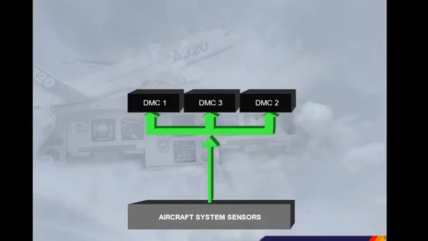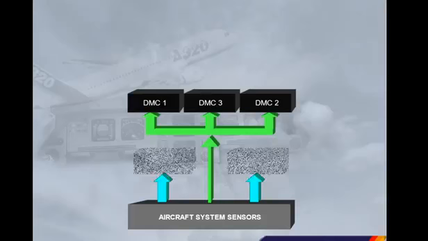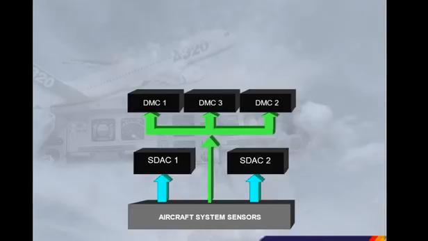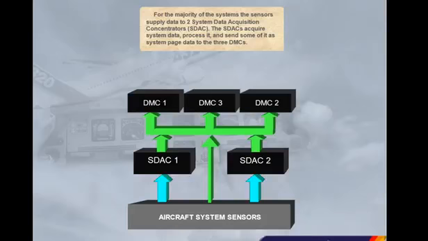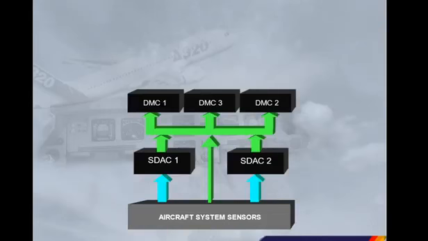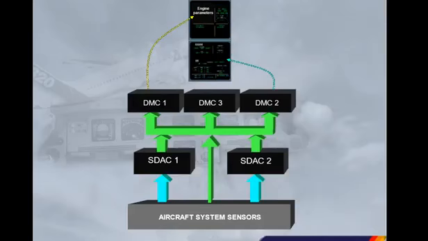For the majority of the systems, the sensors supply data to two System Data Acquisition Concentrators, SDAC. The SDACs acquire system data, process it, and send some of it as system page data to the three DMCs. Normally, DMC1 supplies the engine warning display. DMC2 supplies the system display. DMC3 is available as a backup.